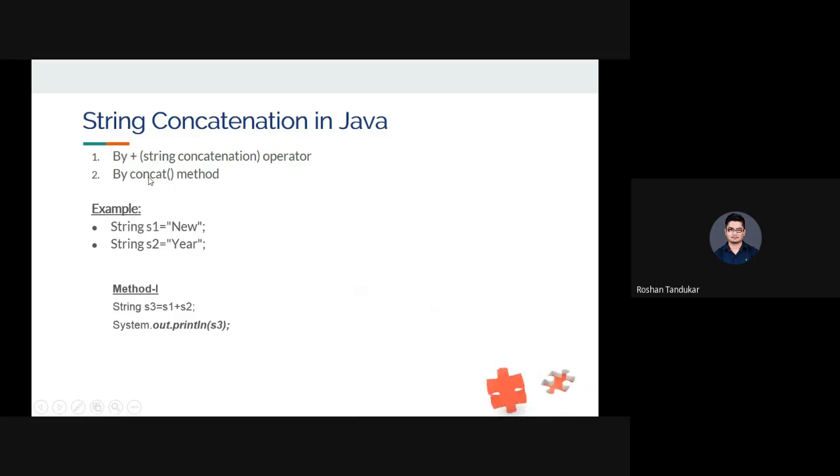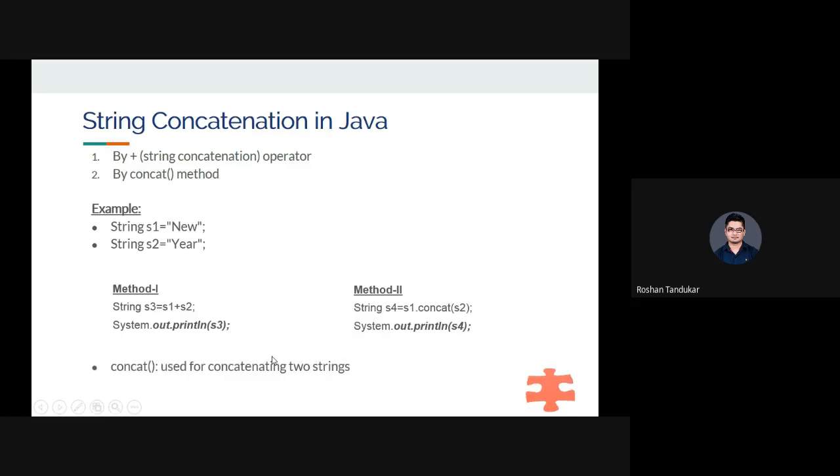And similarly, you can do the same concatenation by using the concat method as well. In that case, you have to do it like this. First of all, string s4 is defined, and what we have done here, you can see, s1 dot concat s2. s1 is one string that is taking the value new, and concat s2 tells the compiler to concat s1 with s2. Now s1 will be merged or concatenated with s2. And if you display that, it will also give the value new year, like that, isn't it?